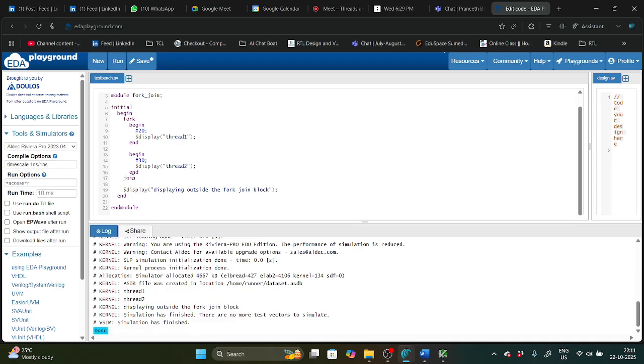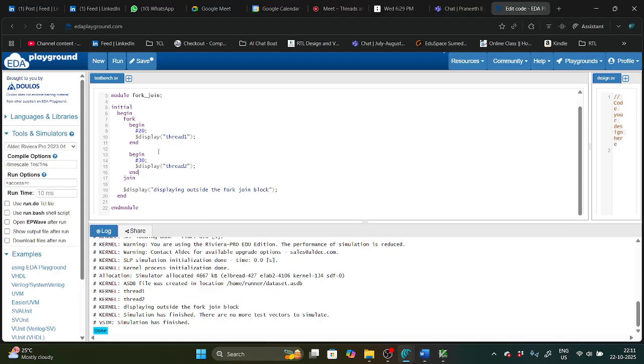See here, first thread one has a delay of 20, so thread one is executed, as it has the least delay. Next thread two is executed, and after that the display outside the fork join is executed.